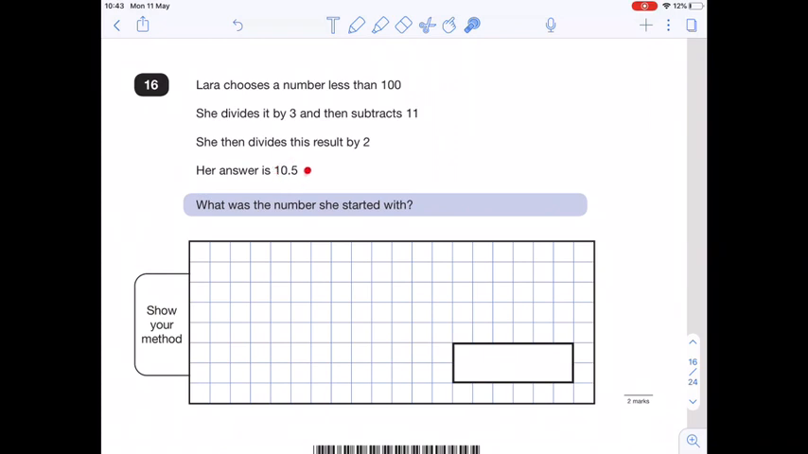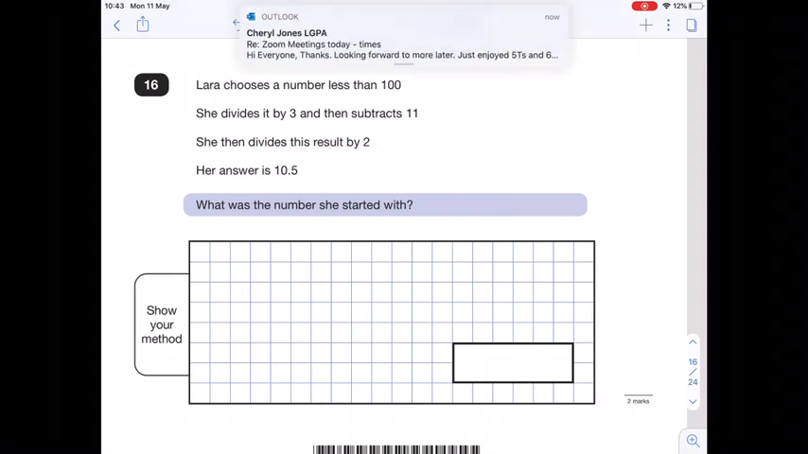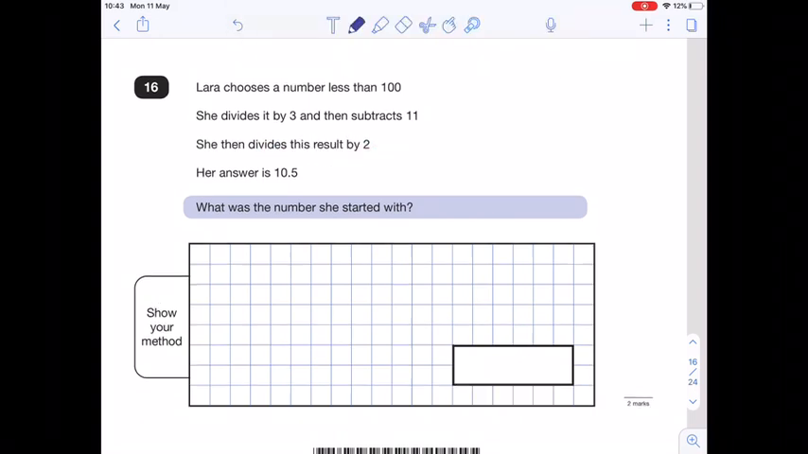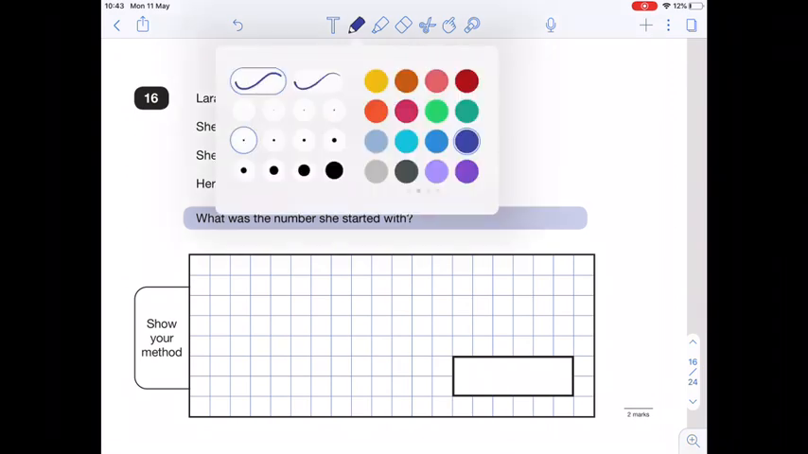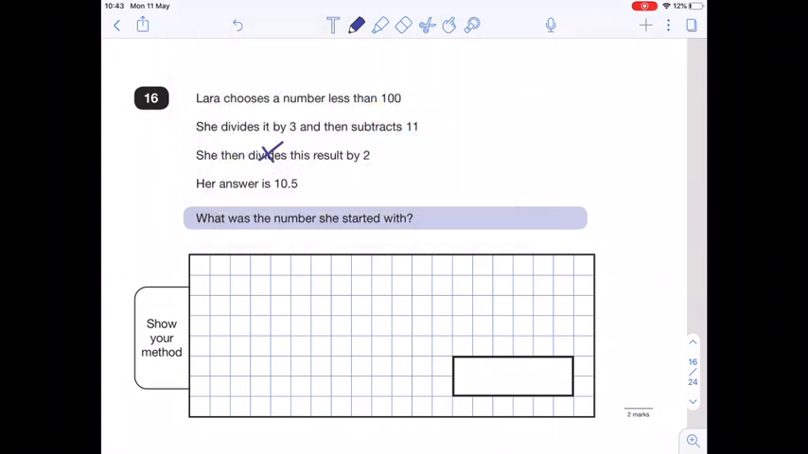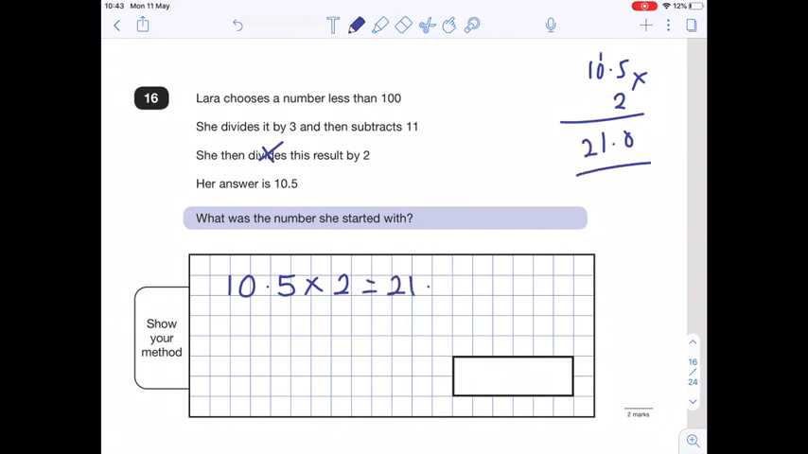So you start here and then go to here. She divides this result by 2, so we're going to do the opposite of that. So we're going to do timesing by 2. 10.5 times 2. If you want to work it out over here, you can. You should get 21. So that's my next thing.